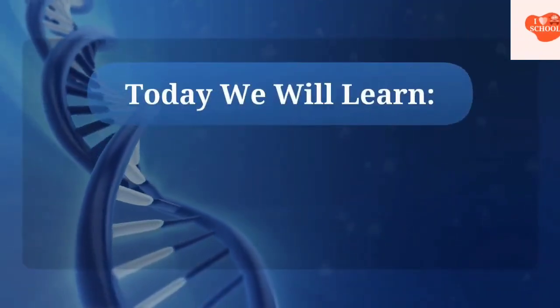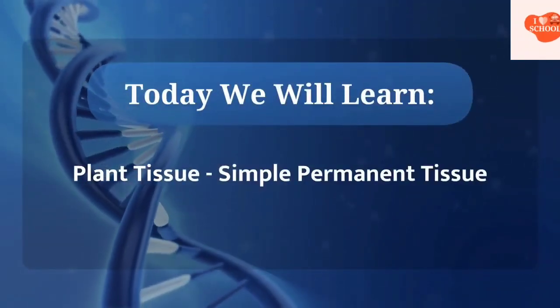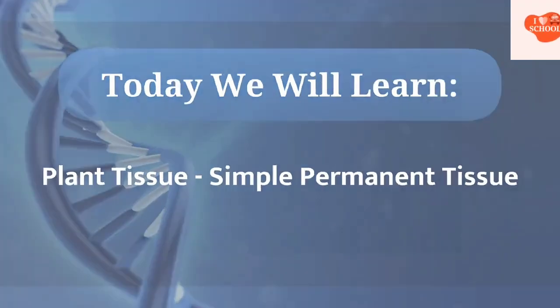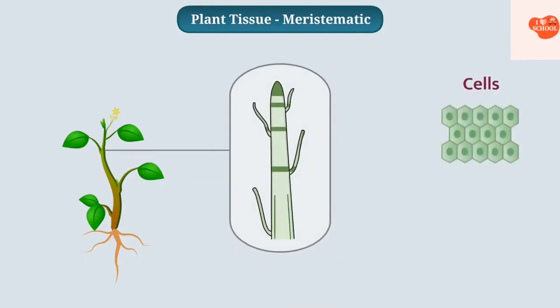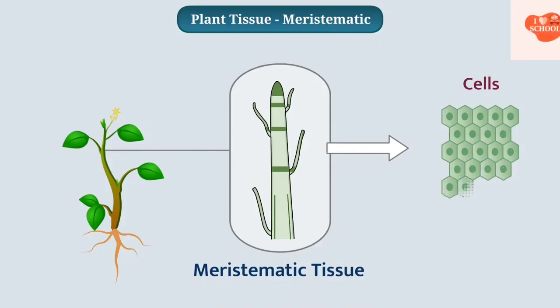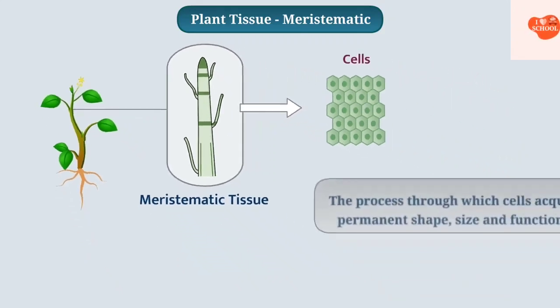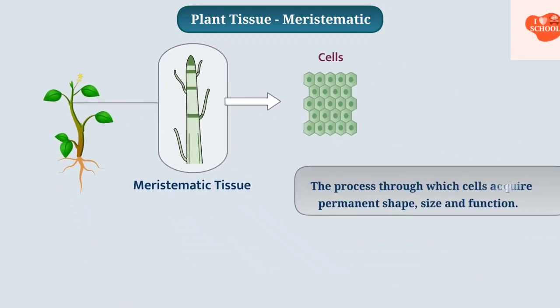Today we will learn about plant tissue, simple permanent tissue. In the previous video, we learned that the cells of the plant tissue, meristematic tissue, keep dividing throughout their life. But as they grow and mature, their properties gradually change. After complete growth, these cells perform a specific function at a specific location and lose the power to divide. To perform a specific function, the cells acquire permanent shape, size, and function.